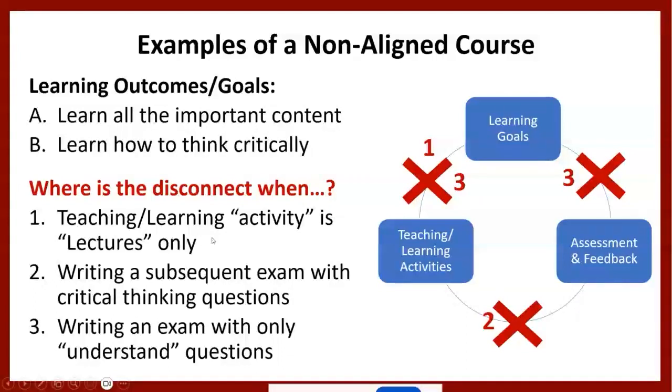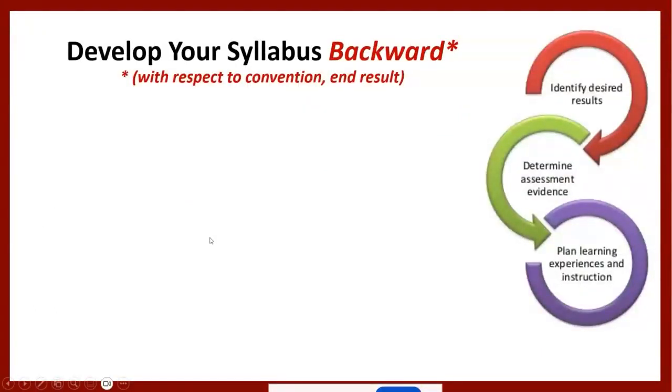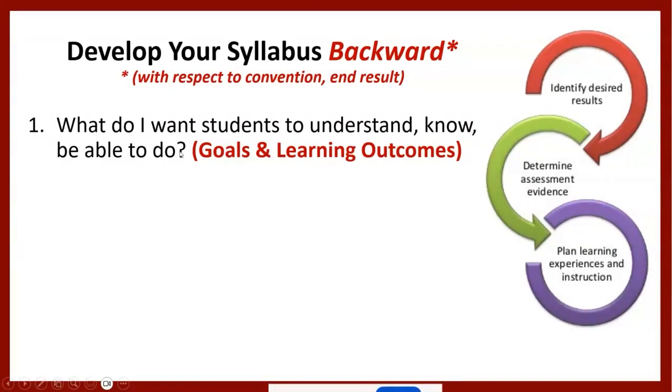So the way to ensure that you have an aligned course is to develop your syllabus backward. This concept has been around for quite a while. But when we say syllabus being developed backwards, it's with respect to perhaps convention, where you're just used to putting everything in the schedule, fitting everything in, hoping it works, but also the end result of what the students are actually going to be able to do. So the first thing is, what do I want my students to be able to understand? Those goals and those learning outcomes are the first thing you want to think about.